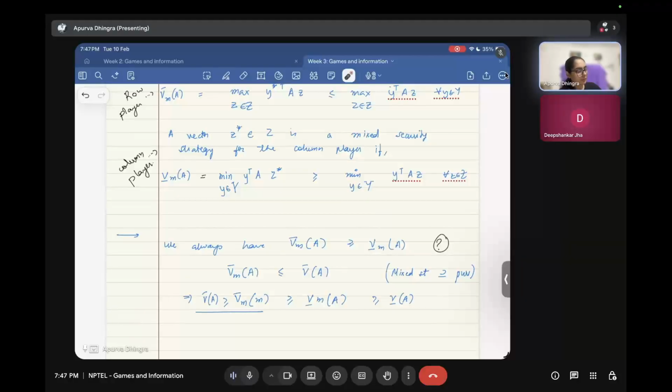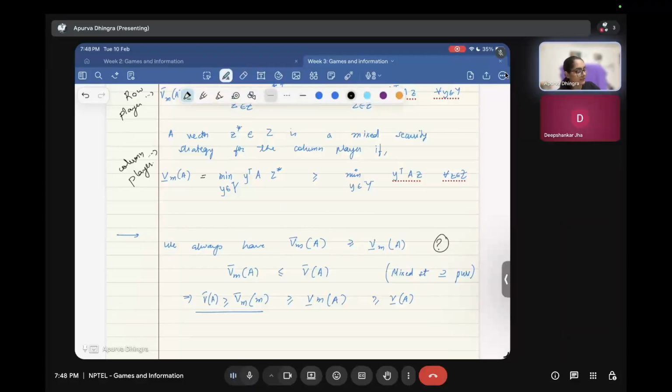See, player 1 is minimizing, and hence whatever security level he will get will be a higher value than what he would genuinely want to get. He'd be like, okay, I don't want something more than this. Hence his value would be on the higher side as compared to the other guy who's actually trying to maximize. For him, the security level is somewhere below. So that's pretty much the gap.